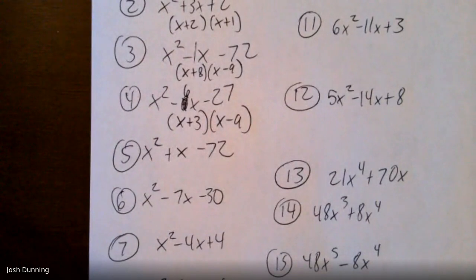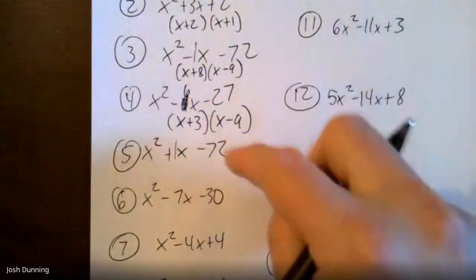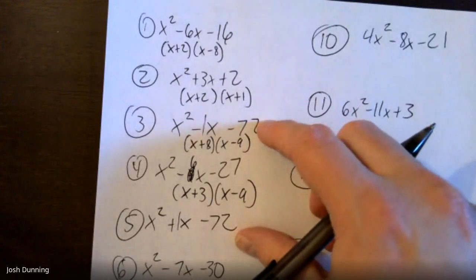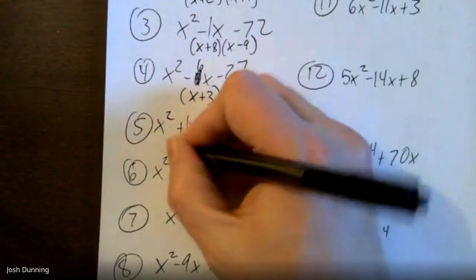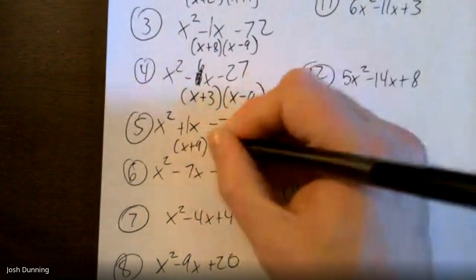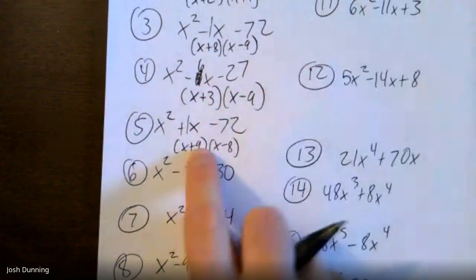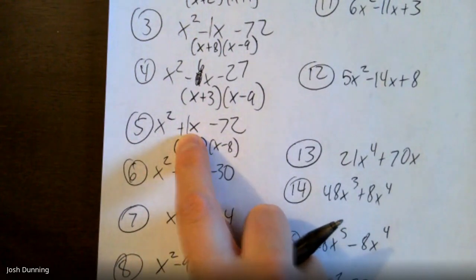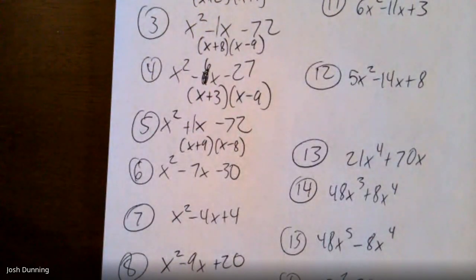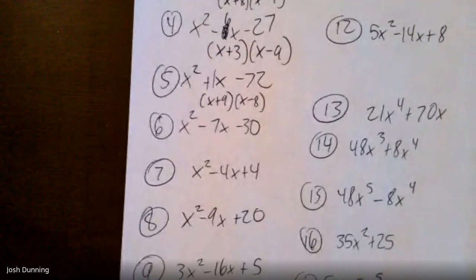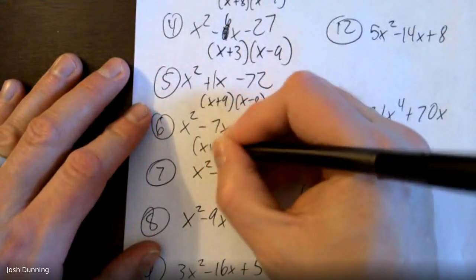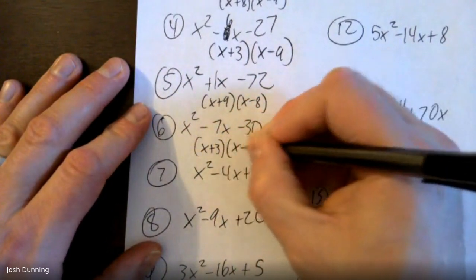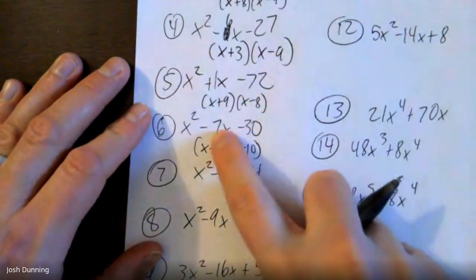Now, 5, again, there's a 1. This is almost the same thing as number 3. Just now, the bigger number is going to be positive. So that 9 minus 8 gives you a positive 1. Number 6, 3 times 10, 30. 3 minus 10, negative 7.